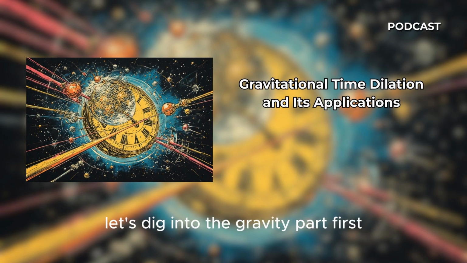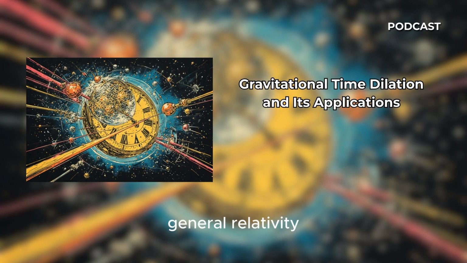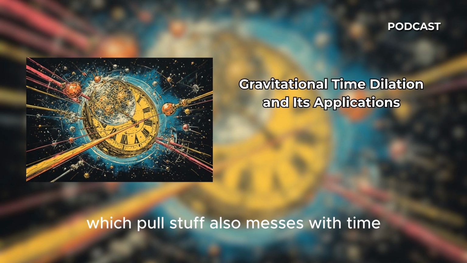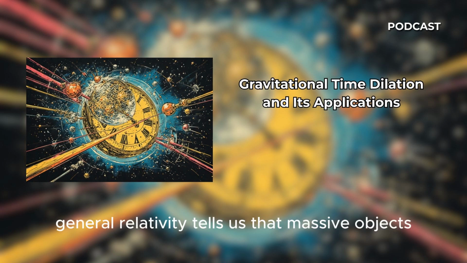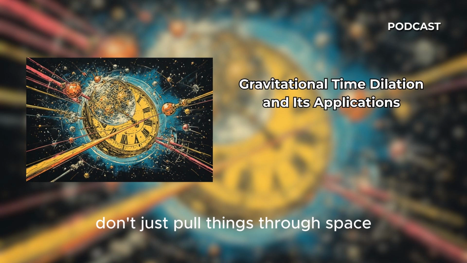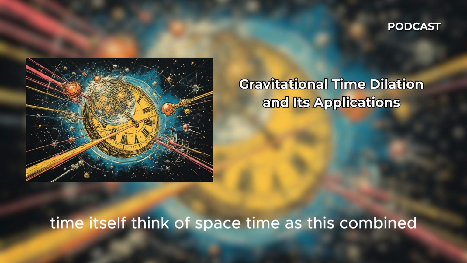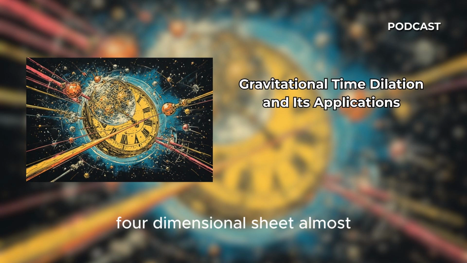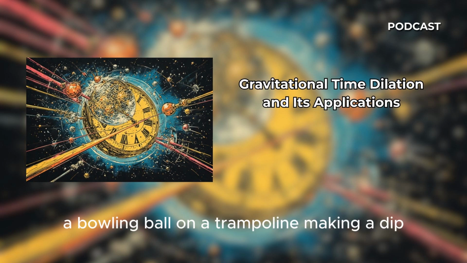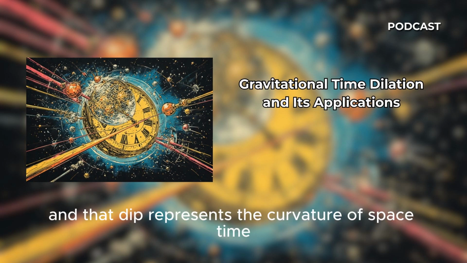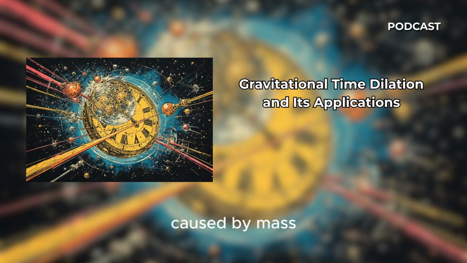Okay, let's dig into the gravity part first. General relativity. It sounds weird that gravity, which pulls stuff, also messes with time. How does that work? Well, general relativity tells us that massive objects don't just pull things through space, they actually warp or curve the fabric of space-time itself. Think of space-time as this combined four-dimensional sheet, almost. The trampoline analogy. I saw that in the sources. A bowling ball on a trampoline making a dip. Exactly, and that dip represents the curvature of space-time caused by mass.